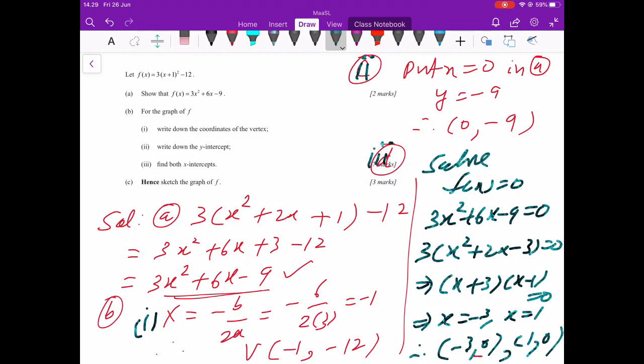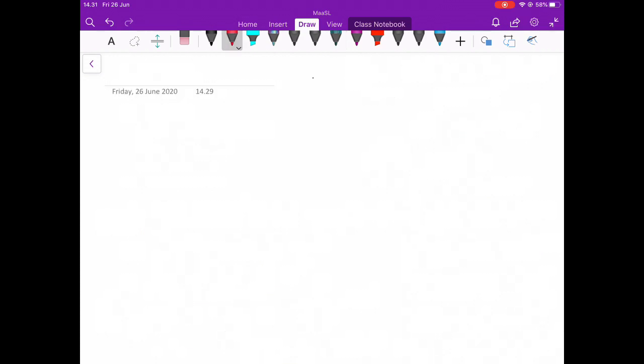Now we move to part C. Draw the x-axis, then draw the y-axis. Show the x-intercepts, the y-intercept, and the line of symmetry.